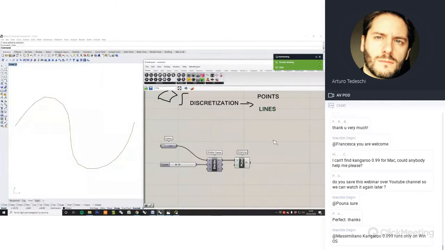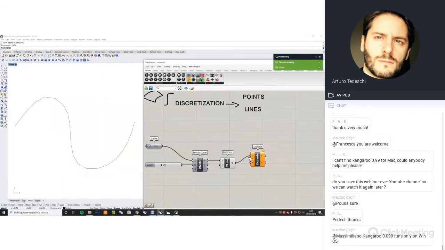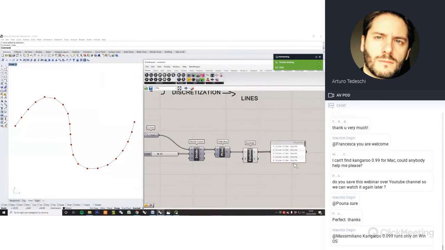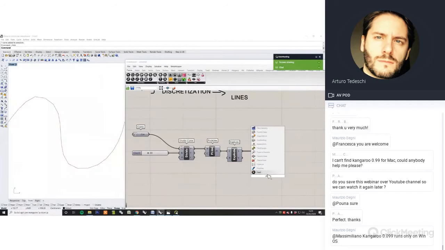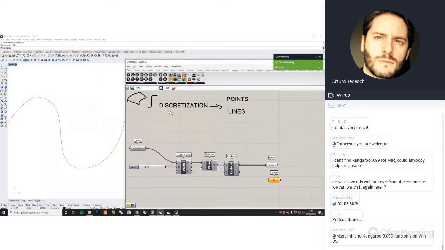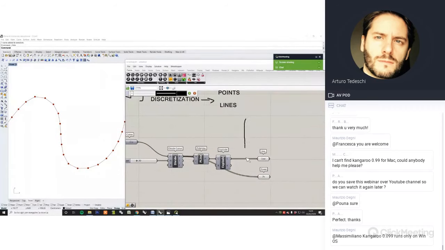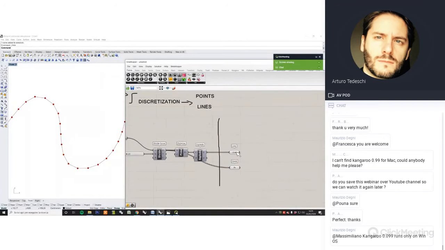If you want to get individual lines, we need to explode this curve like this. And once again, now we are getting a set of lines. Always important to use a line component. We can use it like this. So we know that we are generating a set of lines from this. And also, as I told you before, we need to generate lines and points from the first stage. So this one goes here. Okay. So let's say that the discretization stage terminates here, and now we have a set of lines and points.